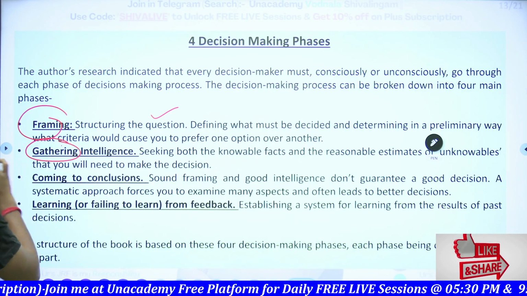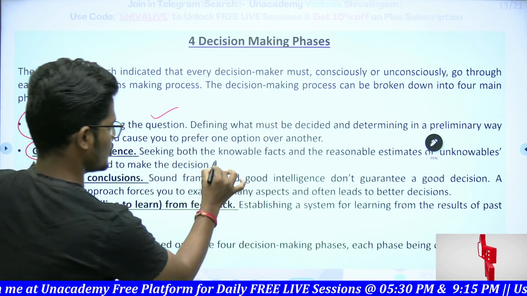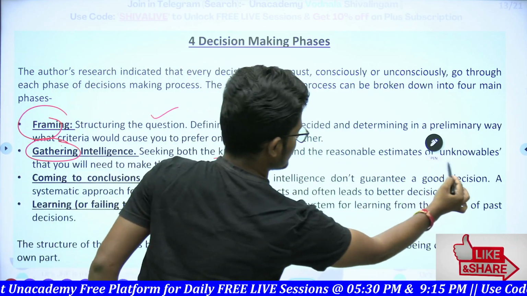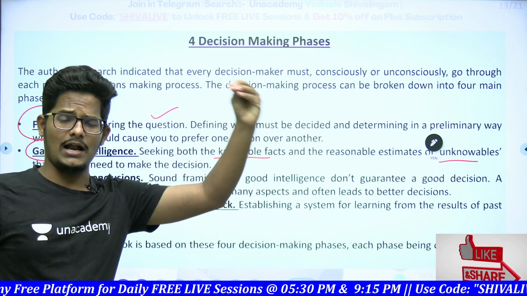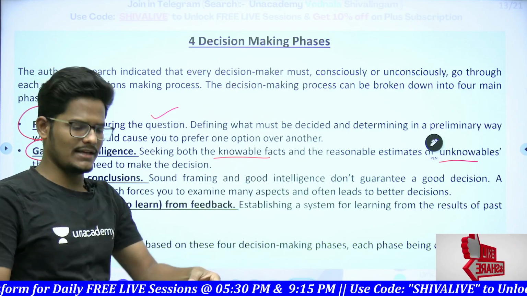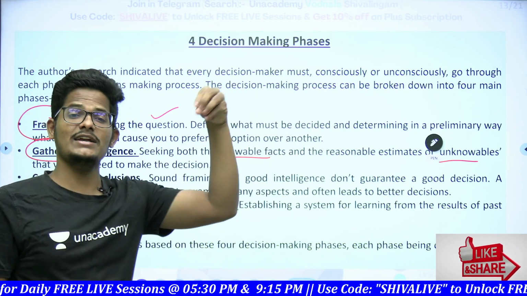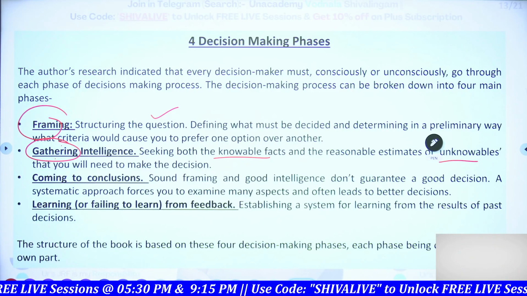Gathering intelligence is the second phase of making a decision. Seeking both known facts and unknown facts. Estimating the unknown or predicting the unknowns, and gathering whatever knowable facts are there. Estimating or predicting the unknown based on experience. That is what gathering intelligence is.